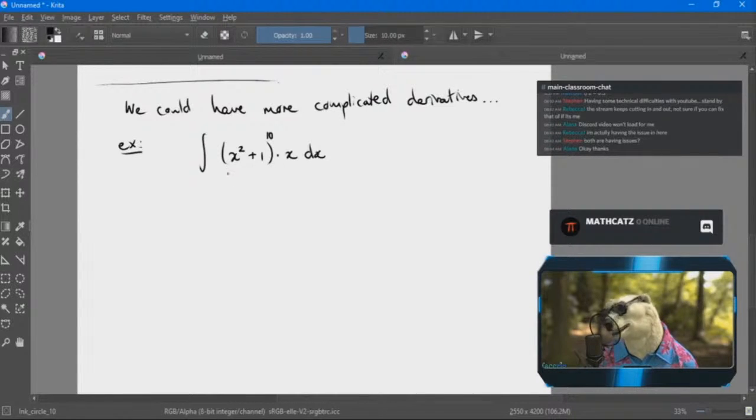Now foiling this out is something that I just don't want to do at all. I'm just going to make it a little bit nicer and put a 2x there for no reason whatsoever. Now, yes, it's still possible. I could still FOIL this out, but I really don't want to. Isn't there a better way?